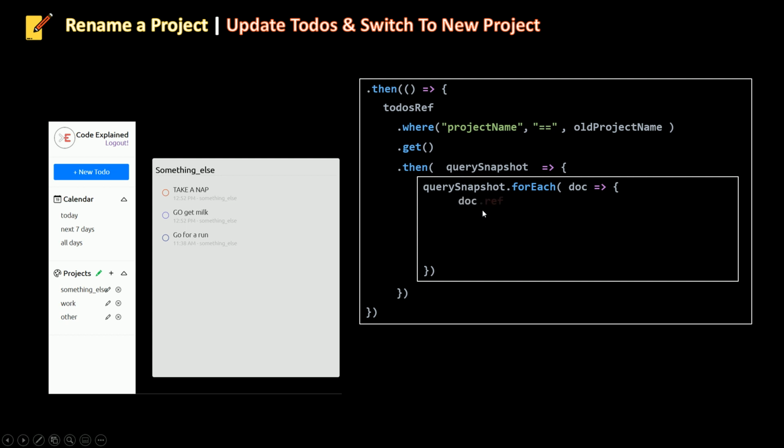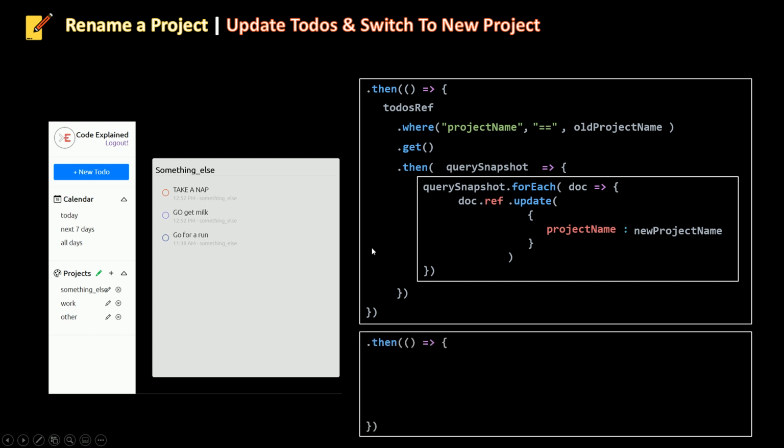I'm gonna go and get a reference to my doc and then use the update method. This takes in the object and then the field you want to change, which is the project name, and then I'm gonna set this to the new project name. And this is how we will update all the to-dos' project name to the new project name.